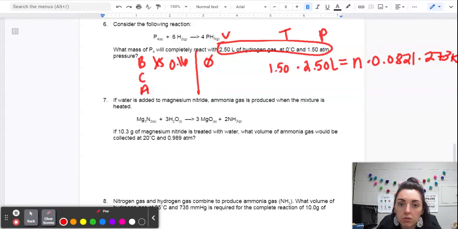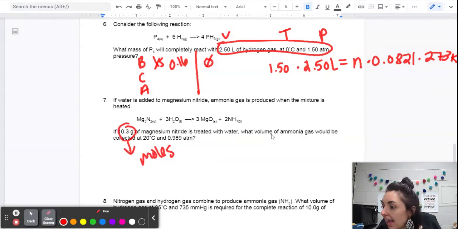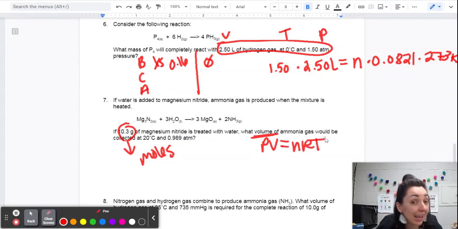But see, I can use PV = nRT to get my moles. If I look down at number 7, I start with grams, so I know how to get that to moles. But at the end, it's looking for what volume of gas. So at the end, if I want to figure out a volume of gas, I can take my moles from my BCA table and use PV = nRT to find volume. And that's it.